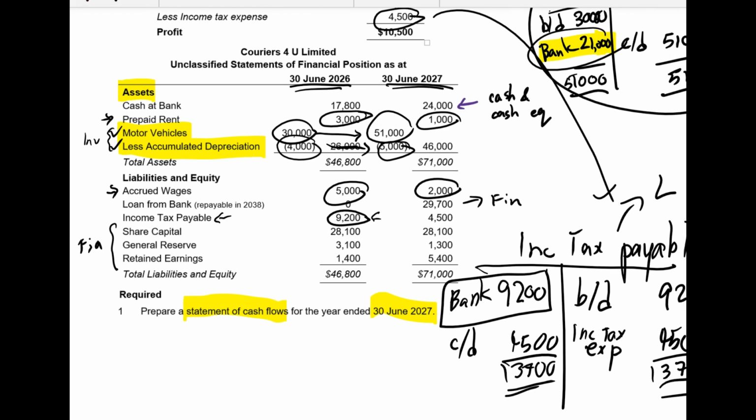In this question, you will notice that there is a loan from bank over here.